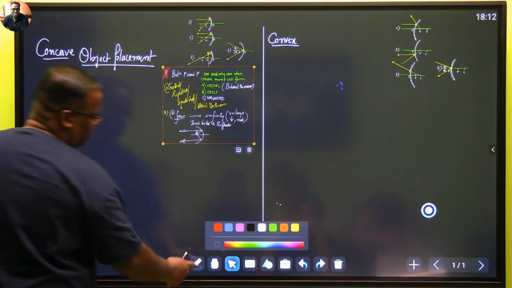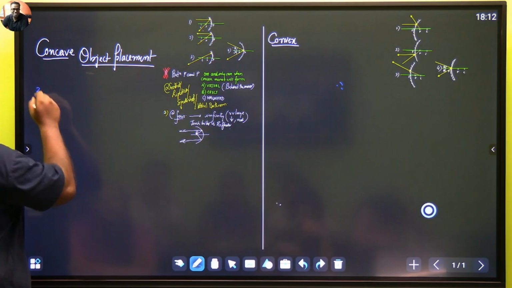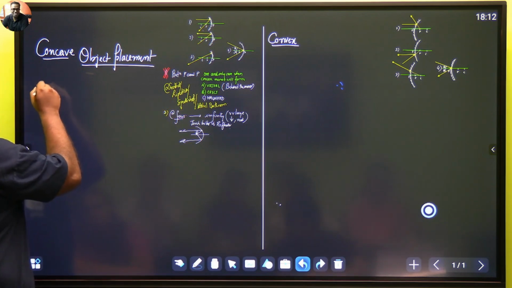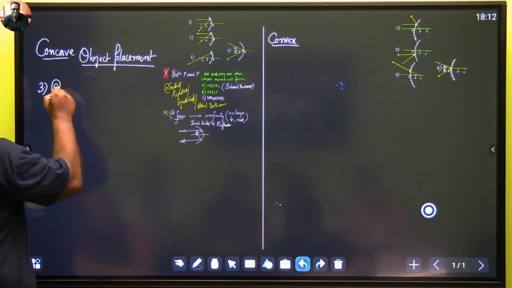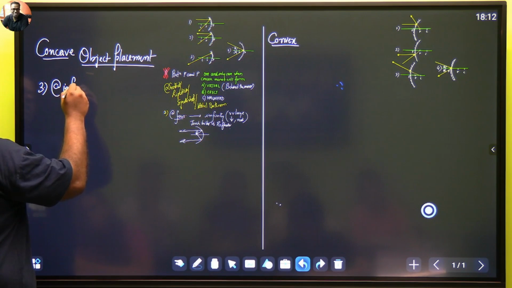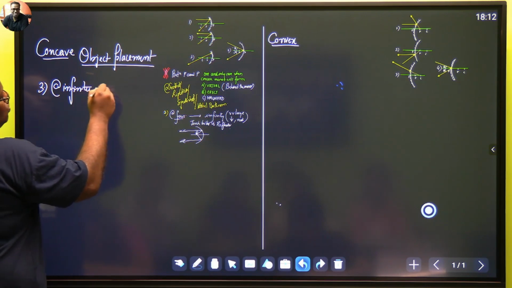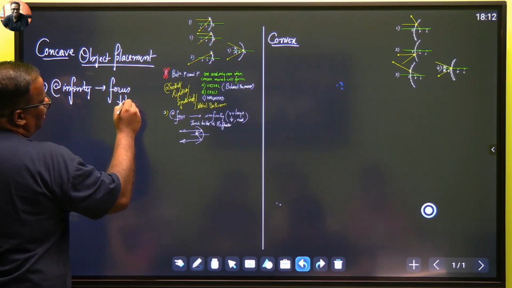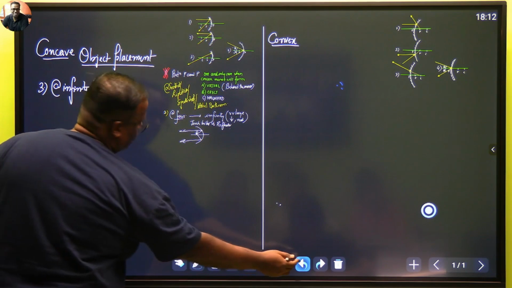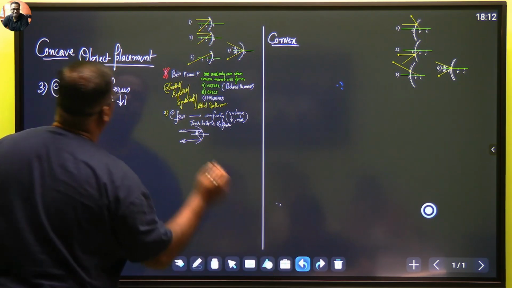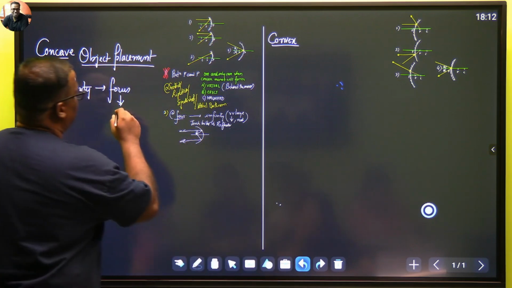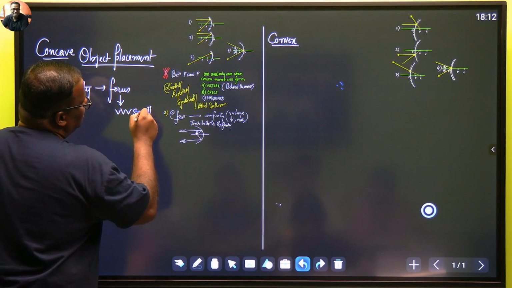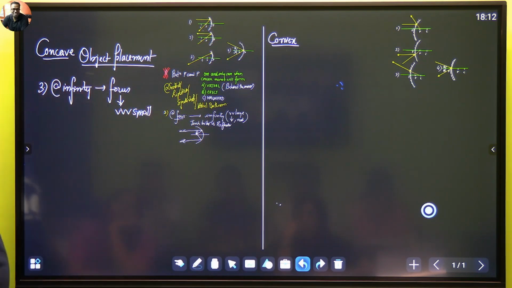Okay, the third one. The third one is the opposite of the second one. Object is at infinity. Then the image will always be formed at focus, and it will be inverted, and it will be very, very, very small, which is also known as highly diminished. It will be highly diminished, very small, highly diminished.